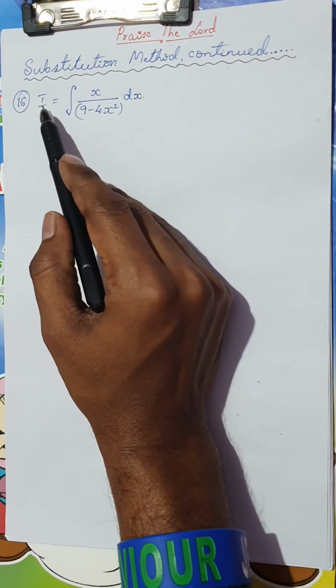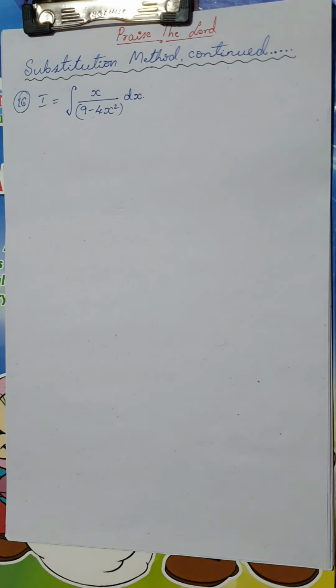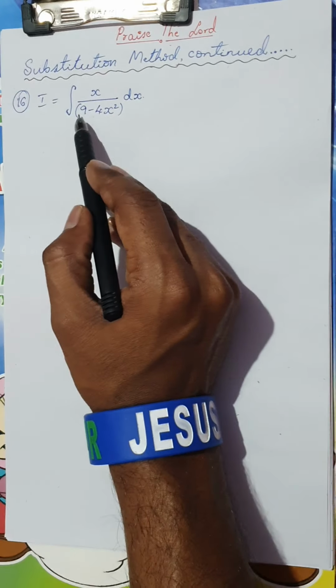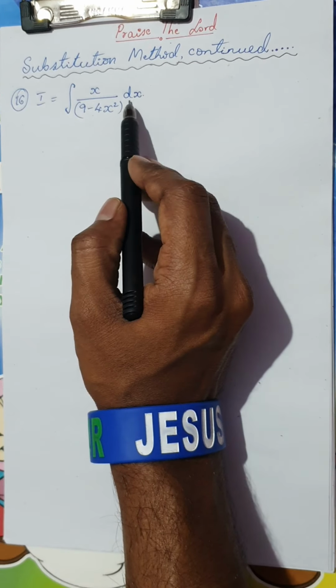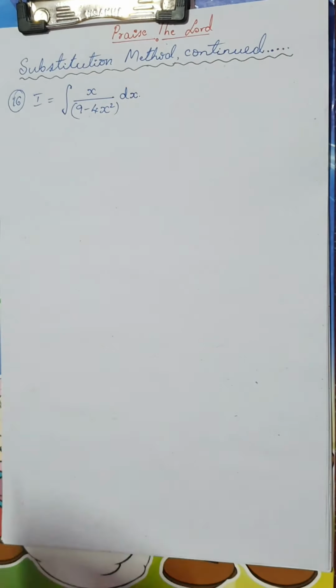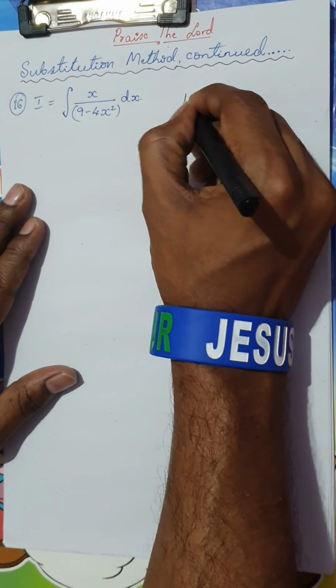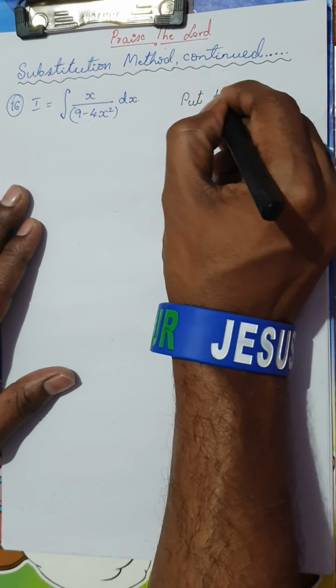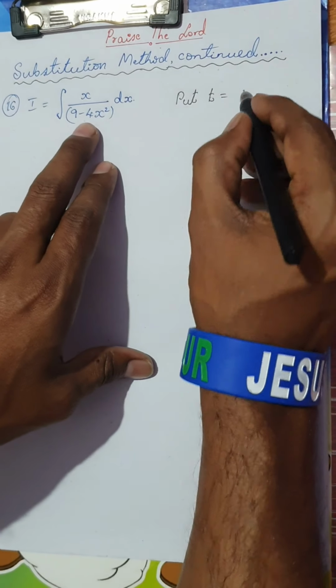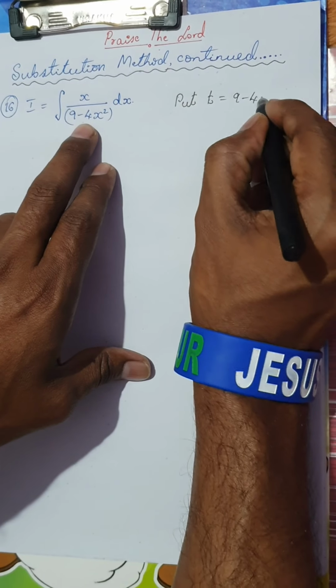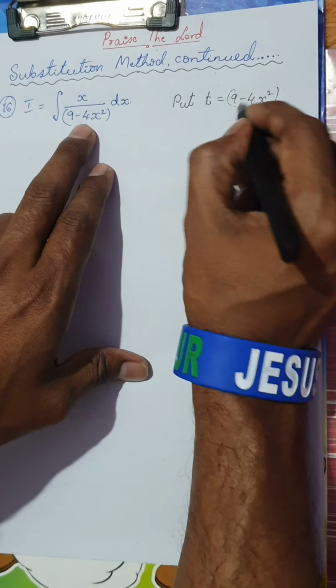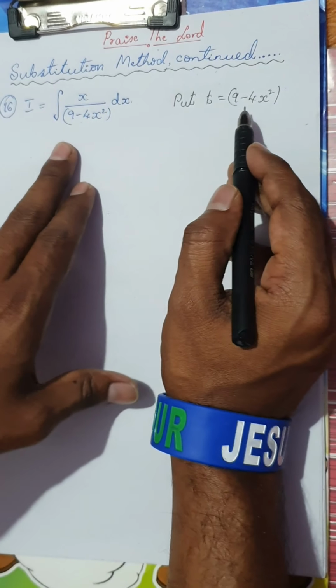So the first integral we have is integral of x divided by 9 minus 4x square dx. Okay, so here as I told you, we are going to substitute some things here. So I am going to put t as the denominator factor, that is 9 minus 4x square. Okay, I am going to consider the denominator as t.